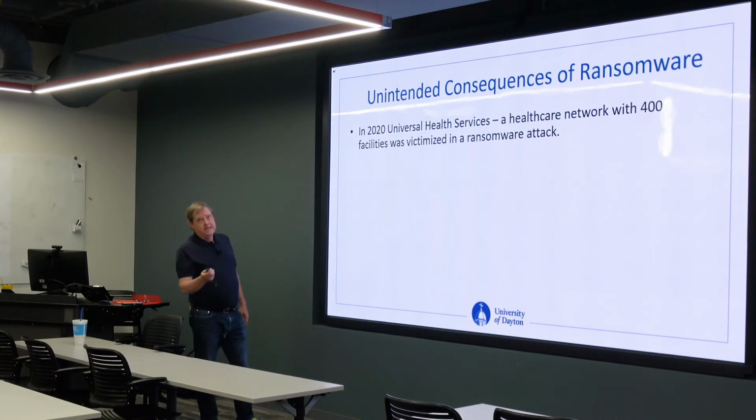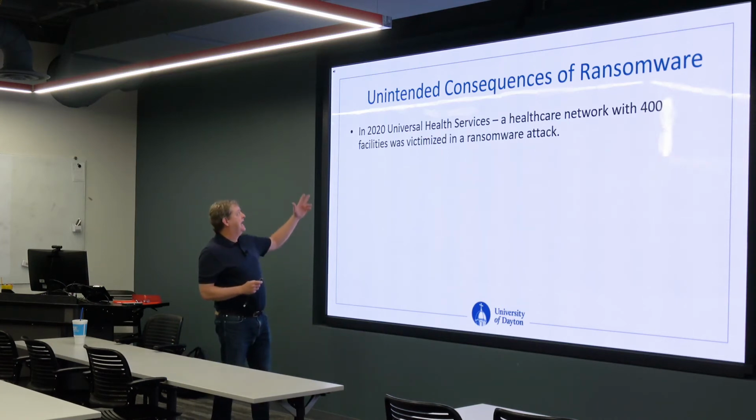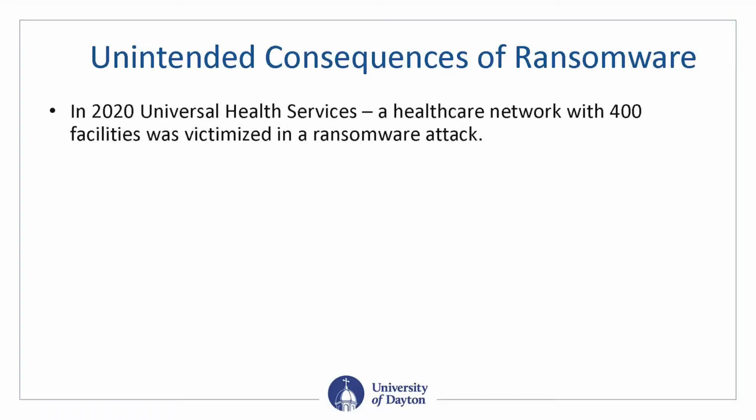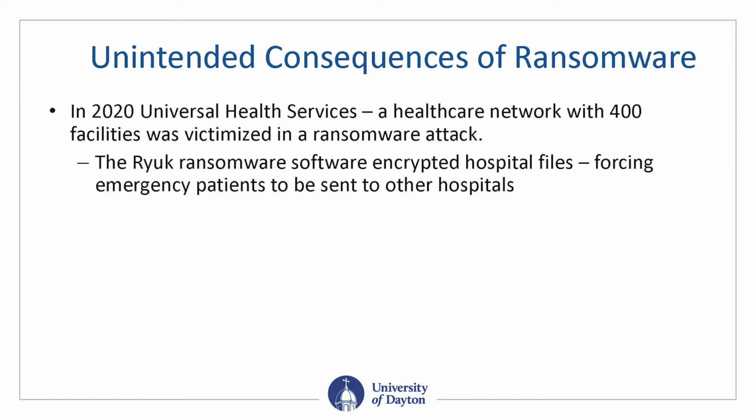What are some of the unintended consequences of a ransomware attack? 2020, a health service with 400 facilities was victimized in a ransomware attack. The University of Health has hospitals and healthcare facilities all over Europe and the United States. It was the Ryuk, I hope that's how you say it, ransomware software, and it forced the hospitals that had their files encrypted to send their emergency room patients to other hospitals because they could no longer treat those patients effectively.